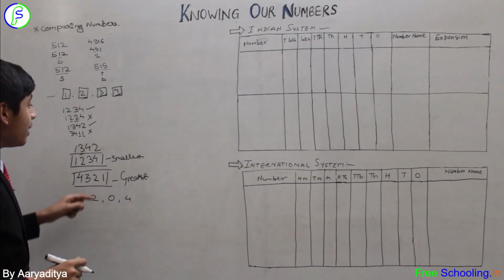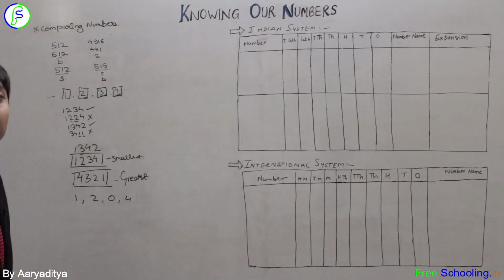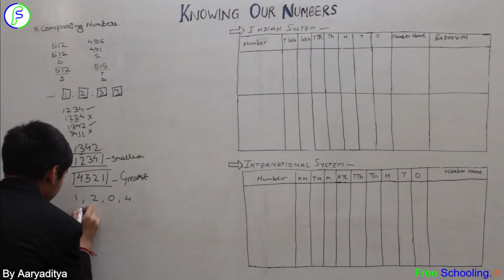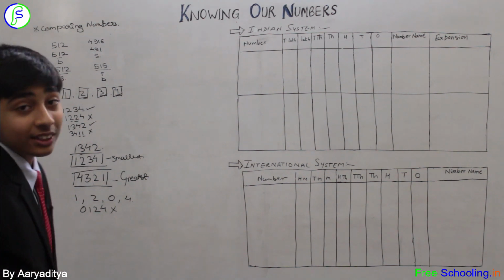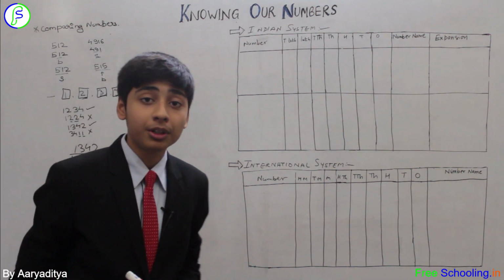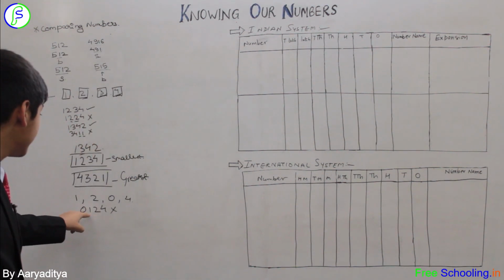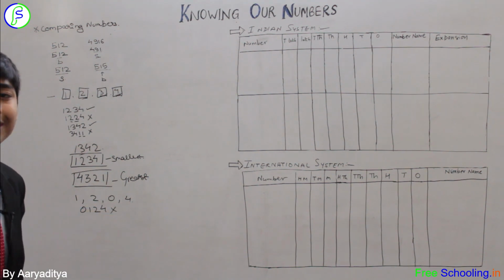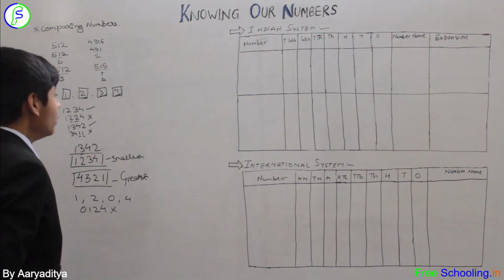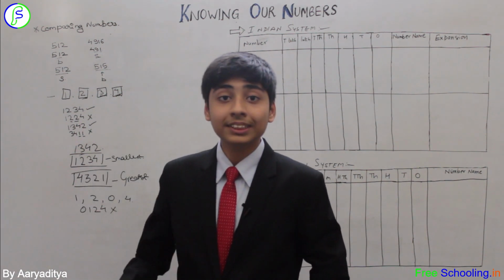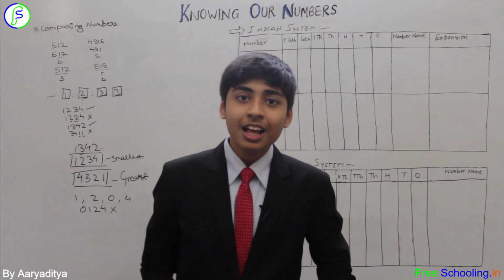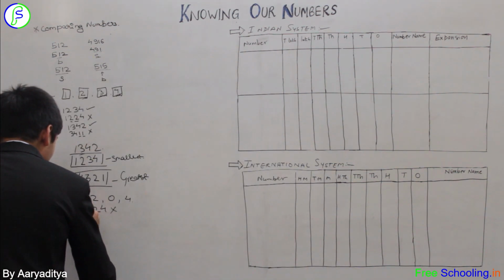Now, if we need to form the smallest number, what will we do? Many students do this: 0, 1, 2, 4. It's wrong. Why? Because there's a condition that it should be a 4-digit number. But what do we see here? It's a 3-digit number. It's wrong. So the question arises: how do we make the smallest number if we have a 0 in a set of digits? Let me help you out.